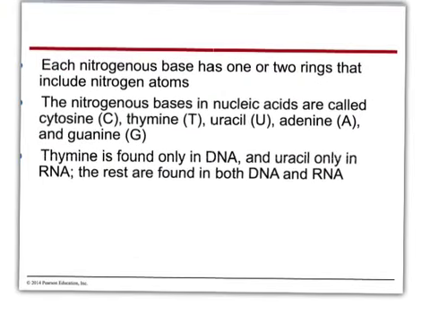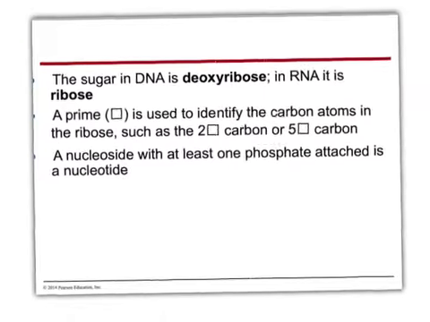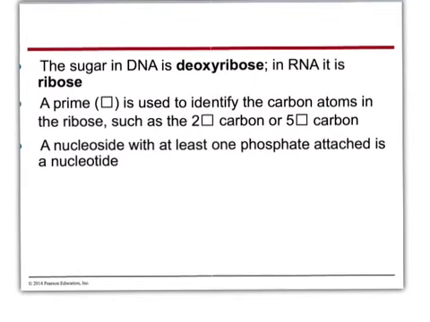Cytosine, thymine, uracil, adenine, guanine. We went over that. Thymine's only in DNA. So I think the next couple slides are just writing through what we've already discussed. Kind of got ahead of myself there. All right. Important to note the structure of deoxyribose and ribose, and the distinction or the numbering of them.